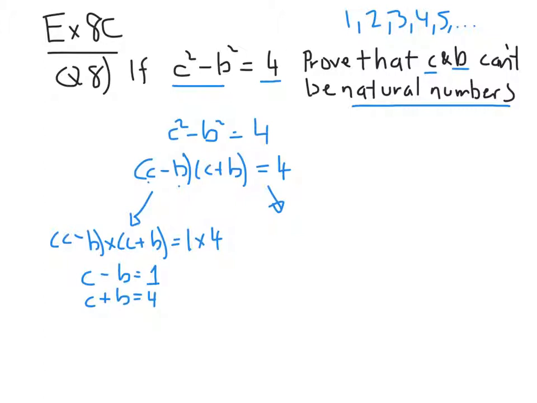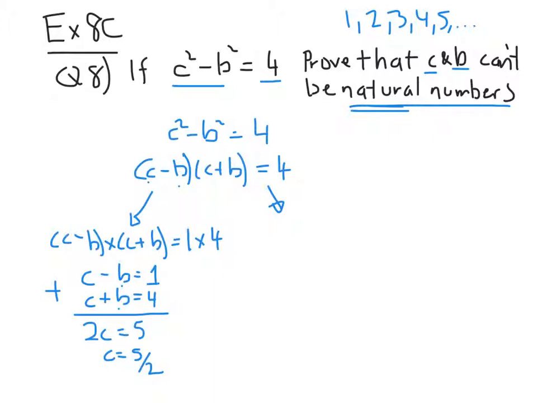is equal to 4. Now if we add these two simultaneous equations together, we get 2c, because c plus c is 2c, and minus b and plus b would cancel out, and 4 plus 1 is 5, which when we divide by 2 leaves us with c equaling 5 over 2. But since c is 5 over 2, that can't be a natural number, therefore we have a contradiction, and we've proven our statement.